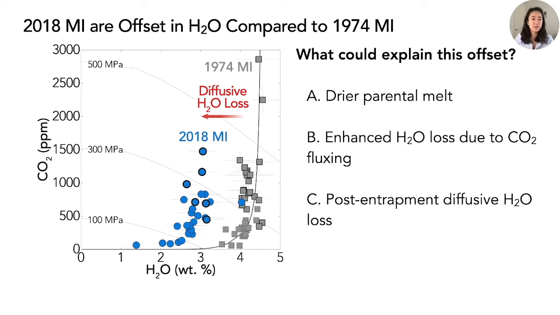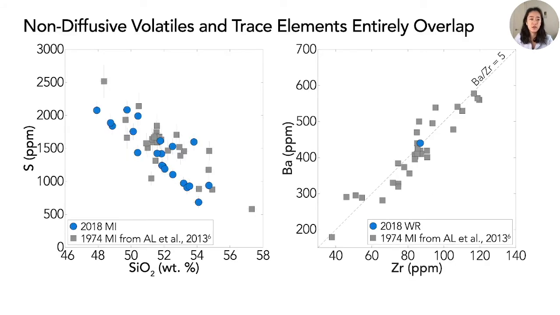A few different processes could generate this offset in water. You could have a drier or different parental melts, enhanced water loss due to CO2 fluxing, or post-entrapment diffusive water loss modifying water contents. We can assess which process is the most likely by looking to non-diffusive volatiles and trace element ratios. And in this space, we see that the 2018 melt inclusions entirely overlap those from 1974 in sulfur and silica content and carry an identical barium-zirconium ratio.